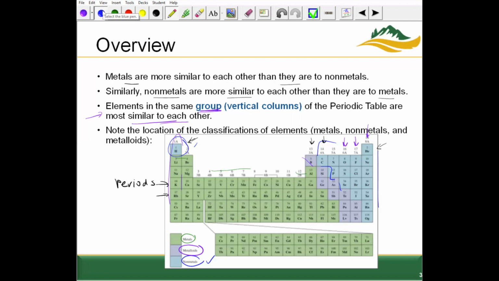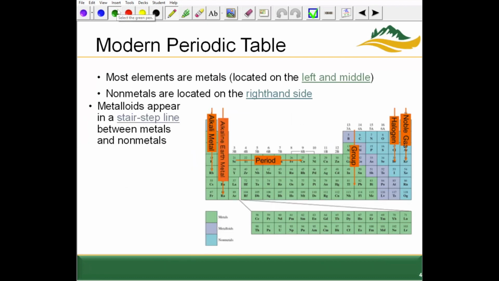And so if elements in the same group or the vertical columns are similar to one another, then for example, we could say that oxygen has some similar properties to sulfur. Similarly, we could say that magnesium has some similar properties to calcium. Here's more of what we just went over.